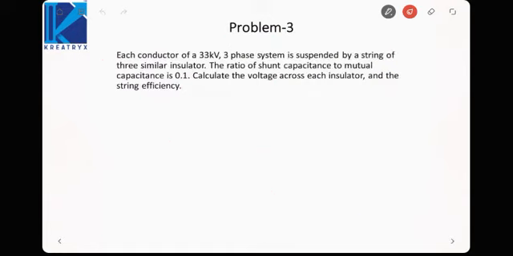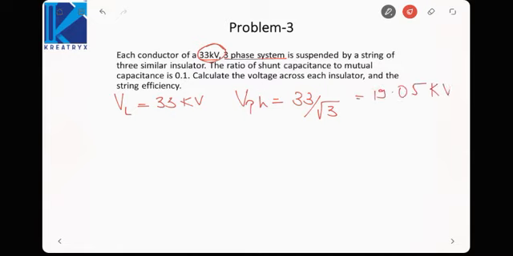In our next problem, it is saying each conductor of a 33 kV three-phase system. Now this is given as the system voltage. So this is actually line voltage, that is 33 kV. So phase voltage will be 33 divided by root 3. So how much does this come out as? 19.05 kV. Ratio of shunt to mutual capacitance is 0.1. So M is given as 0.1.